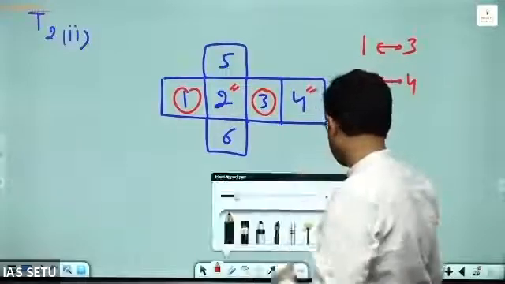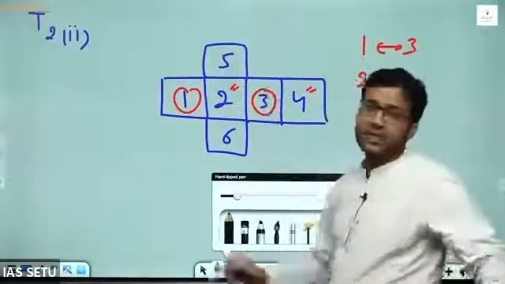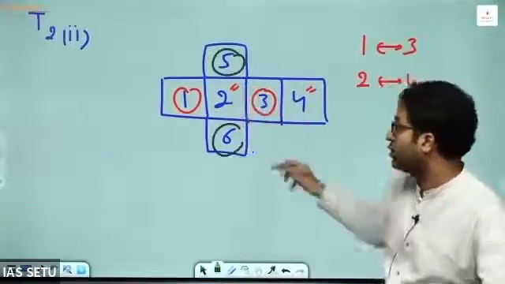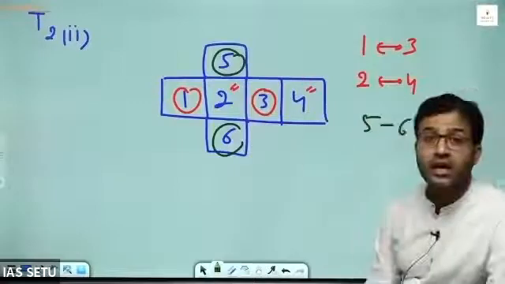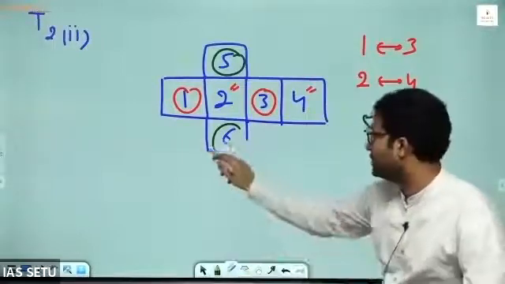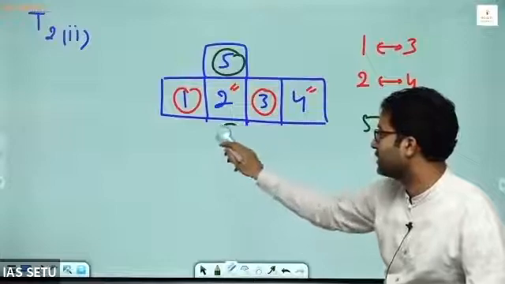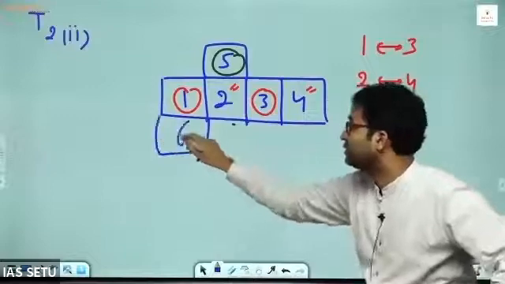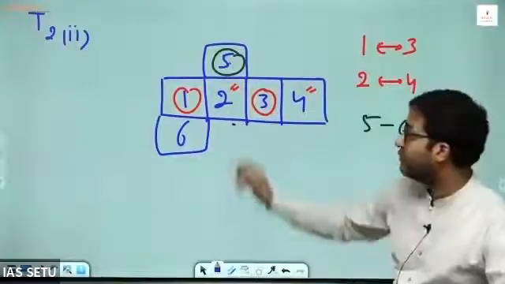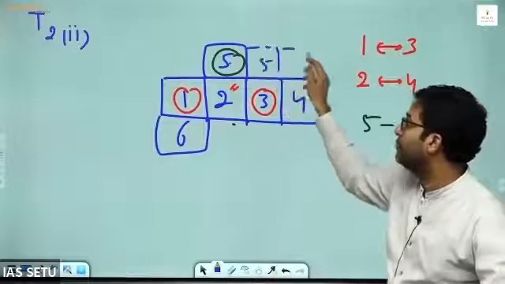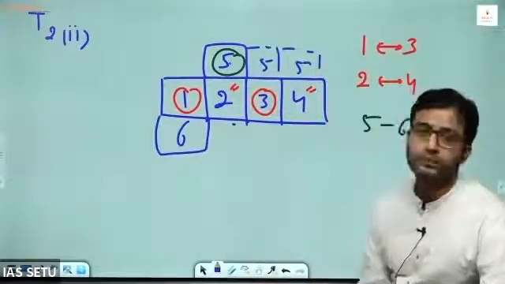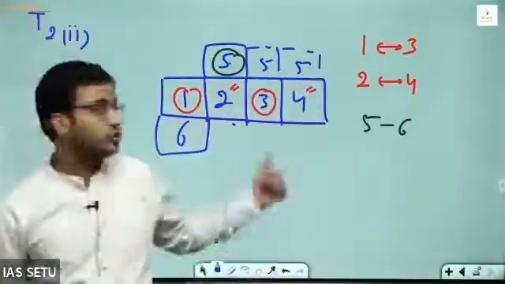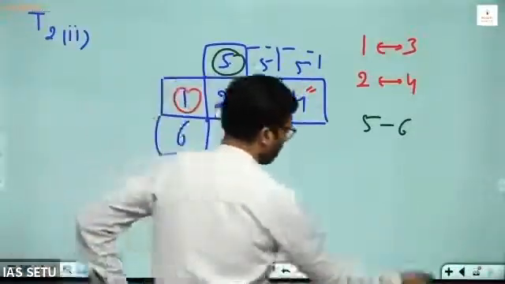And after that we can conclude this upper face will always be opposite to lower face, irrespective of their position. So in this question 5 and 6 opposite, irrespective of their position. If I change the position of 6, the answer will remain the same. If 6 is taken like this, then also 5 and 6 opposite. If I change the position of 5, this upper face and lower face, irrespective of their position, are opposite to each other. Let me ask you one question on type 2 subtype 2, then I take type 3.